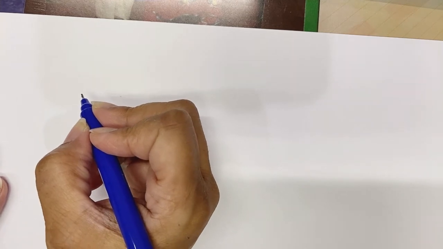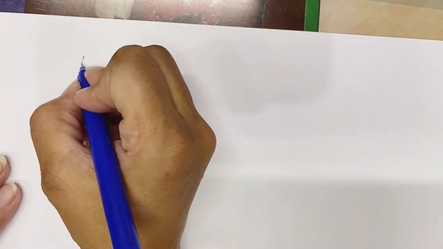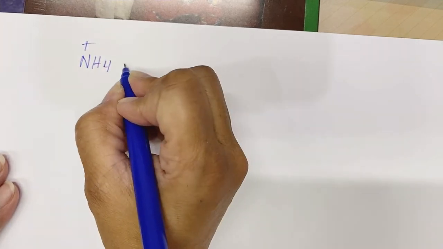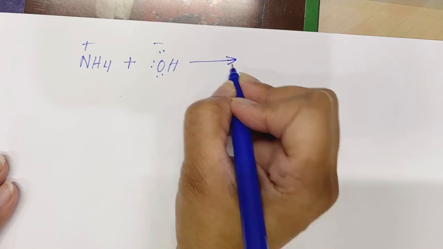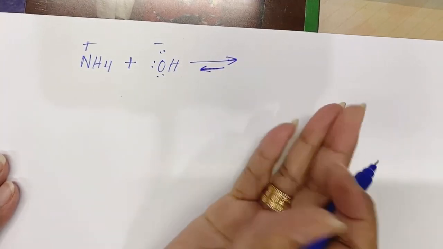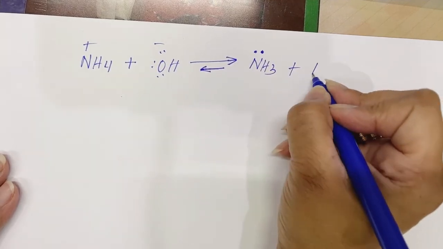Now I can show you an example. A reaction between an ammonium ion and a hydroxide ion is the best example to visualize Bronsted acid-base reactions. This is the ammonium ion, NH4 with a positive sign, and a hydroxide. The direction of the reaction towards this side is more favored, and the probability of reversing it is less. So it will be left with ammonia, with its lone pair of electrons, plus the water molecule.